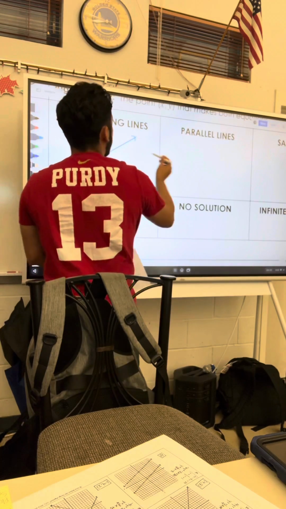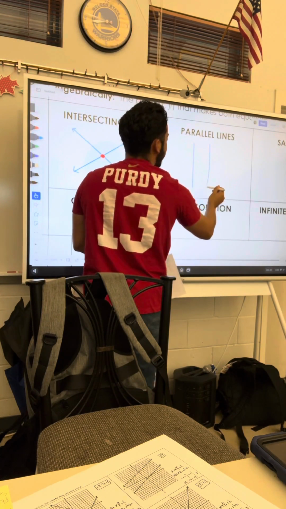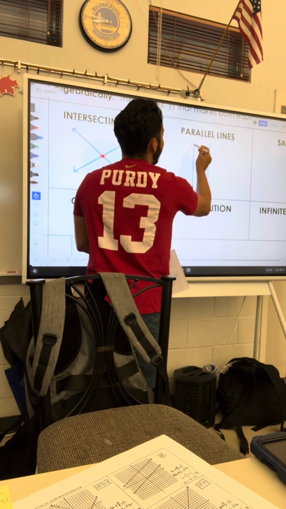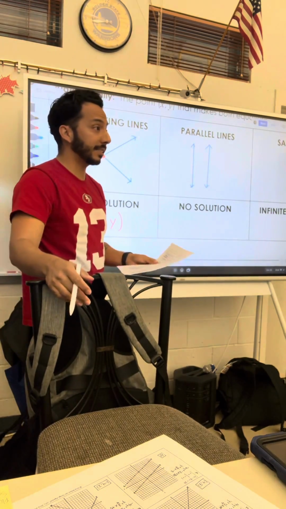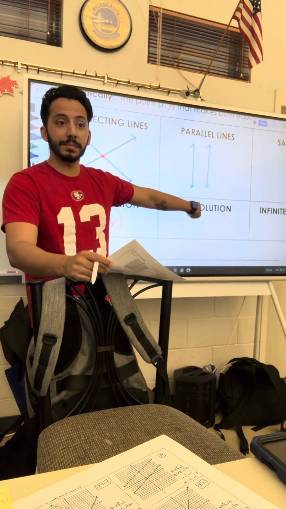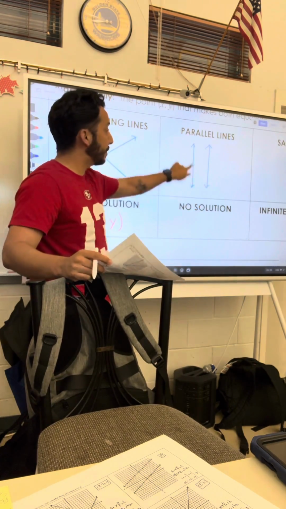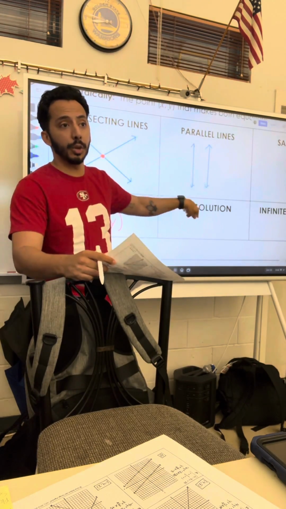Can you guys do me a favor? And let's graph parallel lines. So I'm just gonna graph them going like this. And what's really special about parallel lines is they never intersect. They never cross, that's the whole point. So guess what? They have no solution. So if you today graph lines and they end up being parallel, the answer is no solution.